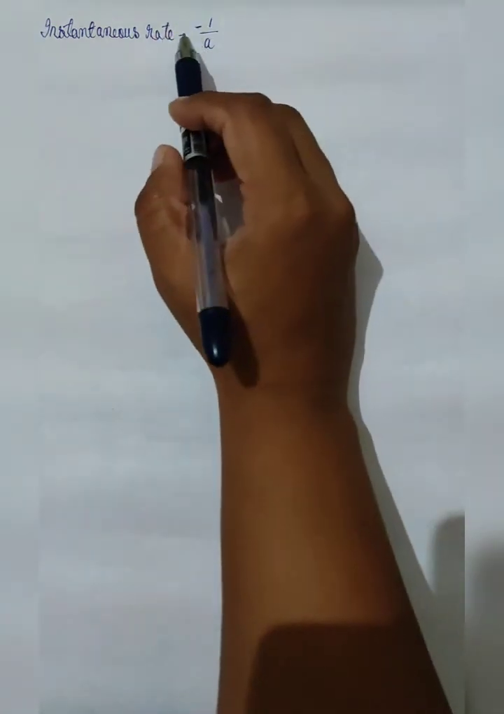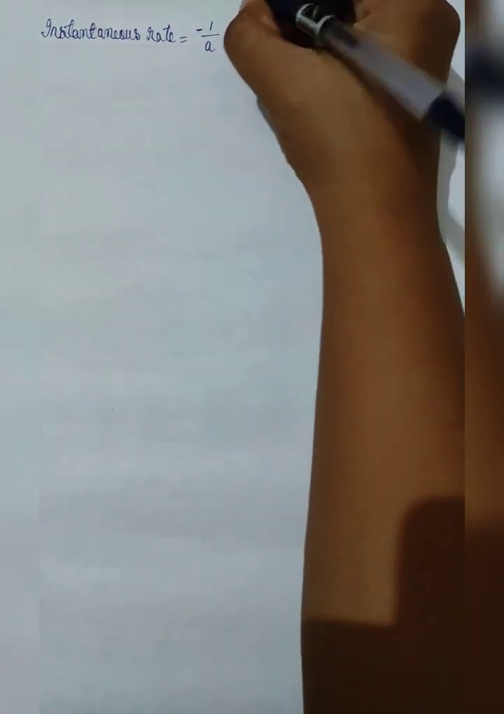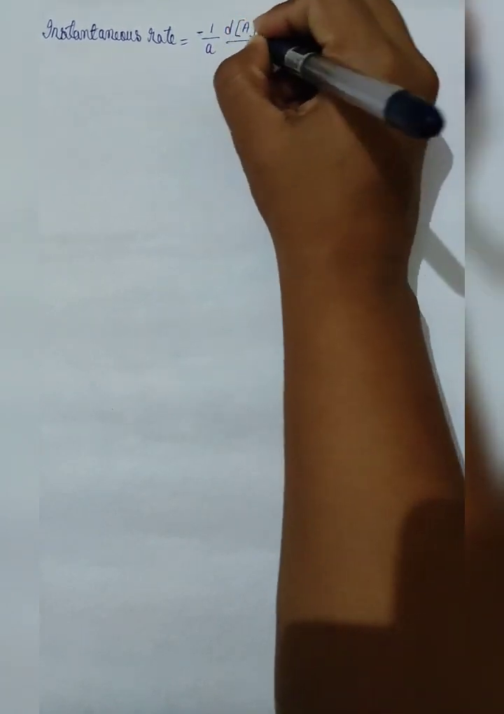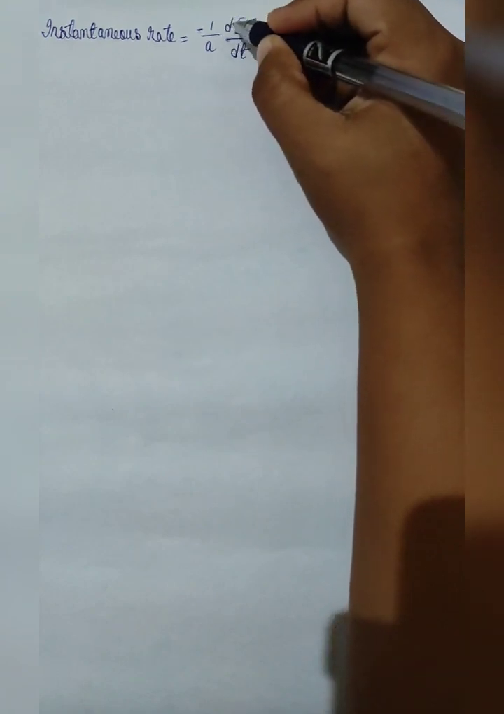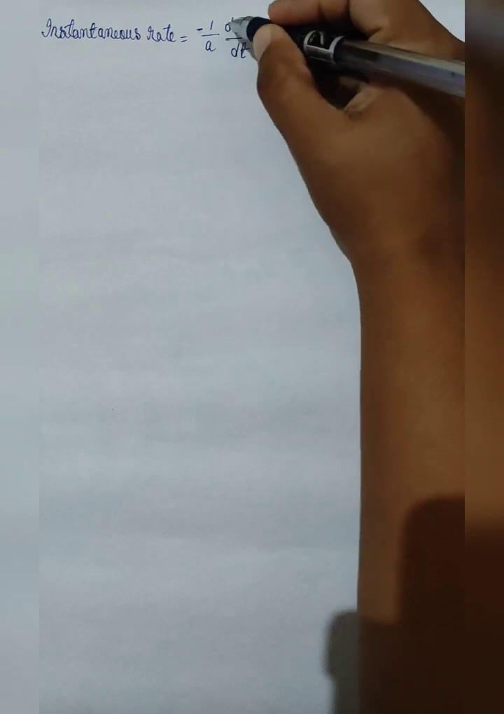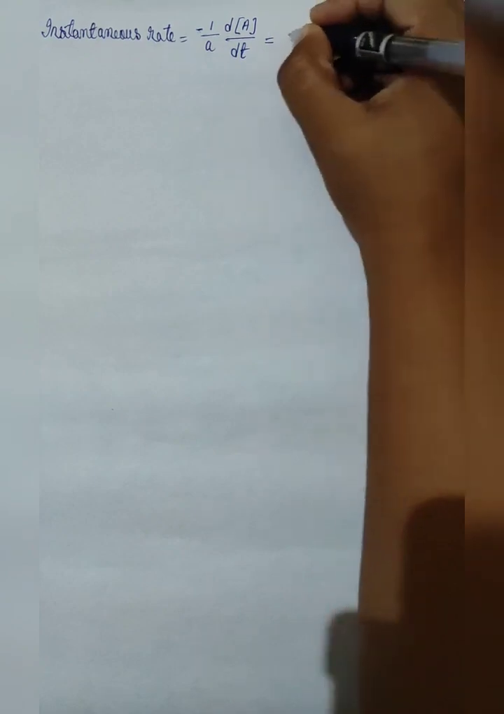When we are writing the instantaneous rate, we write it the same as the average rate, but in this case, instead of del we use d. So for the reactant we know we'll have a minus sign, divided by the stoichiometric coefficient, d concentration of the reactant A by time dt. Just the difference is in the d. In the average rate we were using del. Here we'll use d. And everything will follow in the same way.